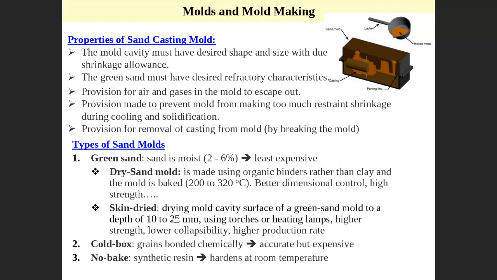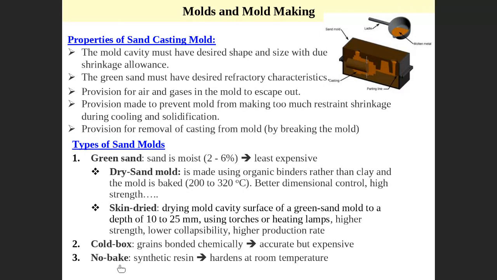The other one is skin dryer. Skin dryer is drying the green sand mold. We dry the green sand mold by heat. We bring the green sand mold and we heat it, using something like a torch, to a depth of 10 to 5 to remove the moisture. As I told you, removing moisture could be beneficial because moisture creates a lot of gas and smoke when you put the liquid inside.